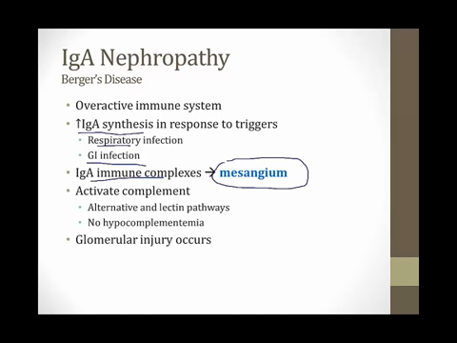Now what's interesting is you may know from immunology that IgA usually does not activate complement. However, in this disorder, the IgA immune complexes do lead to the activation of complement via the alternative and lectin pathways. However, the activation is relatively weak, and you do not see hypocomplementemia in this disorder like you do in post-streptococcal glomerulonephritis. The end result, however, is that glomerular injury and inflammation occurs, and that leads to the nephritic syndrome.